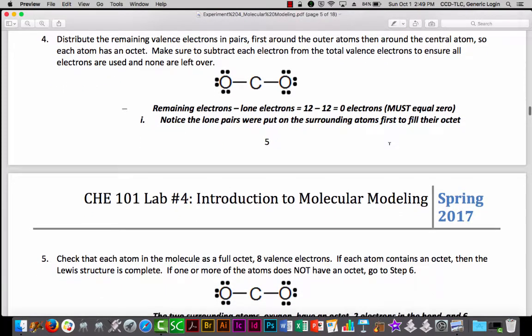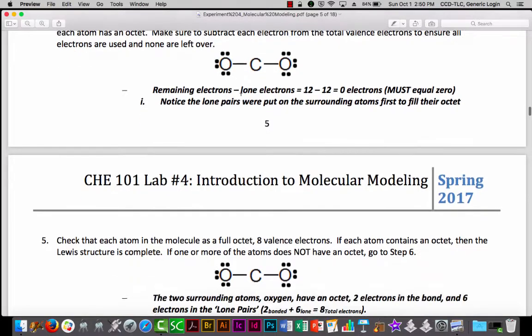Step 4, we want to distribute the remaining valence electrons in pairs, first around the outer atoms, then around the central atom, so each atom has an octet. Make sure to subtract each electron from the total valence electrons to ensure all electrons are used and none are left over. So we determined in step 3 that there's 12 electrons remaining, so we'll put 12 electrons around the outer atoms. 12 minus 12 equals 0. The electrons must equal 0. Notice the lone pairs were put on the surrounding atoms first to fill their octets.